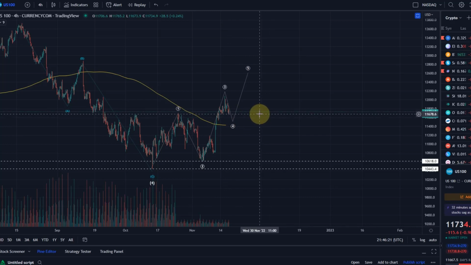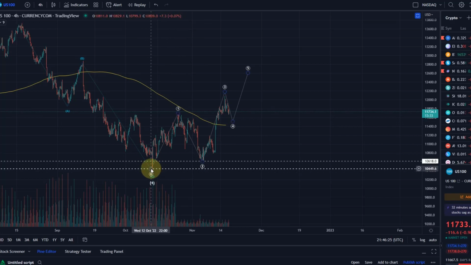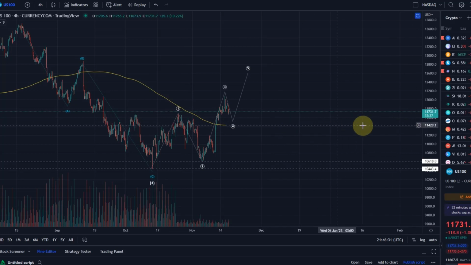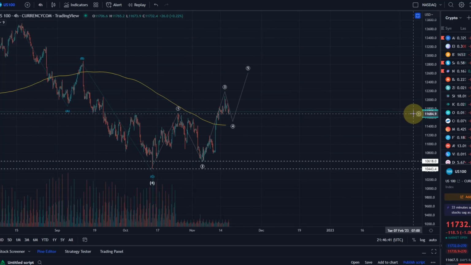One reason why I make this video is because this move up from the low to the high here of 11,690 can be counted as a wave 1. So it can be counted as a 5-wave structure to the upside. And we have now broken above this high in this move. That is generally a good sign.